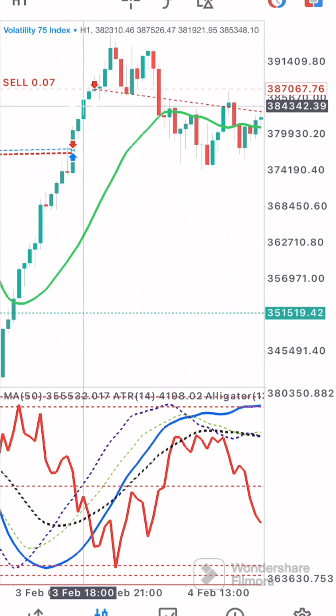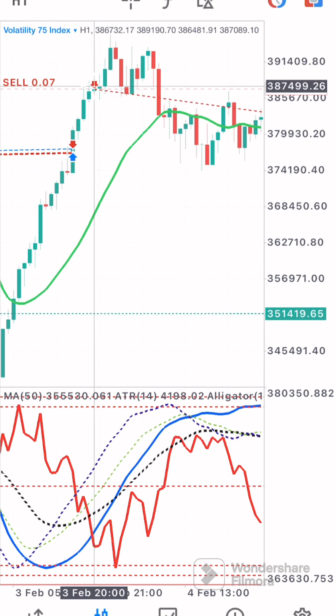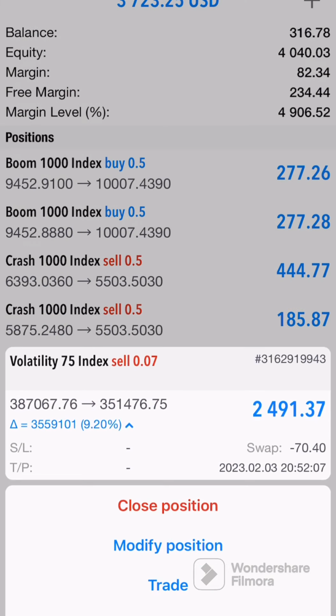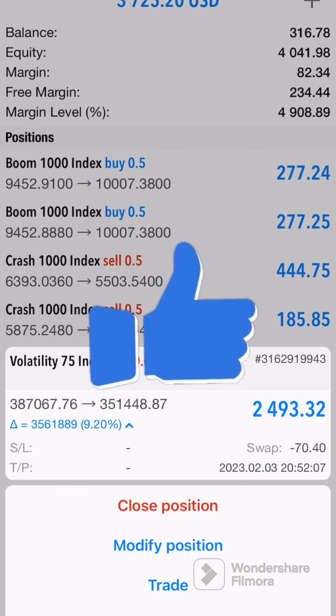We modified some profits and we are still allowing this one to run, and we are currently running a profit of $2,487.95 currently on this trading account.